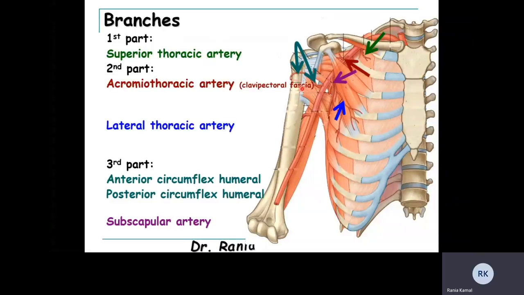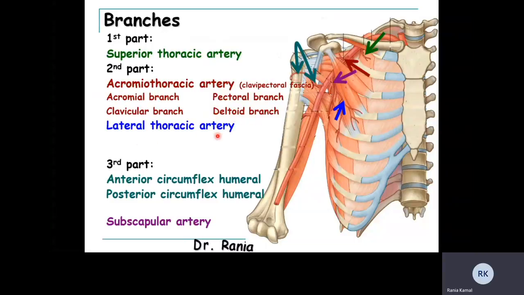The acromiothoracic artery pierces the clavipectoral fascia and gives four branches: acromial branch, pectoral branch, clavicular branch, and deltoid branch. This deltoid branch runs in the deltopectoral groove. The long thoracic artery runs along the inferior border of the pectoralis minor muscle, and it is very important in the blood supply of the breast in females.